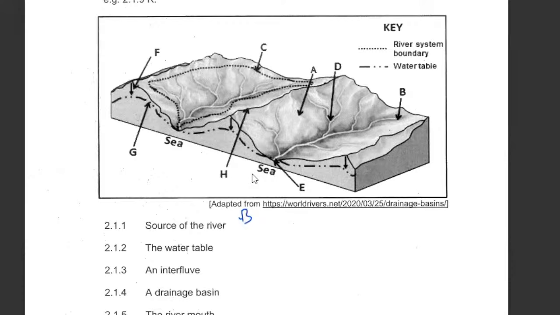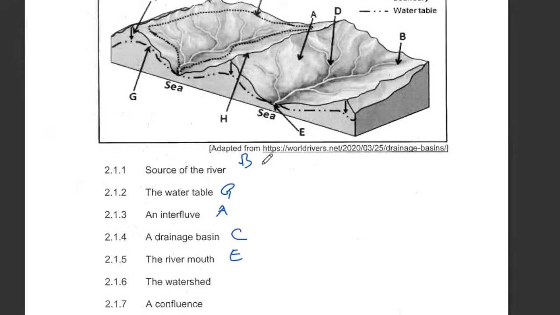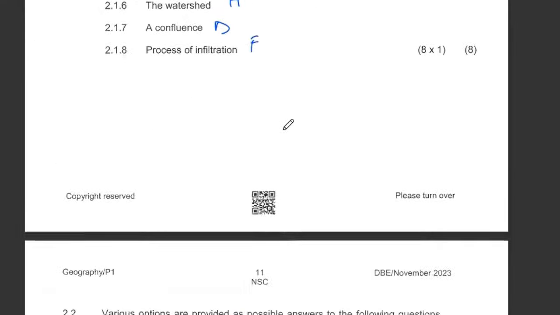When you look at the water table, the watershed is an elevated area between two drainage tributaries in the same drainage basin. It becomes A. The drainage basin is C. Then the river mouth is E. Watershed, it's H. Confluence is D. Infiltration, F.